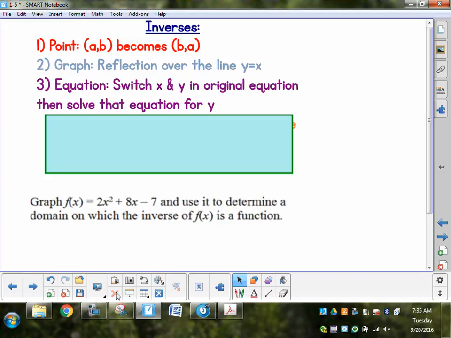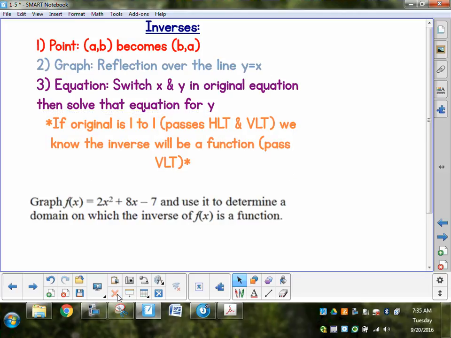Now, how can you tell whether the inverse of a function will also be a function? How can you tell whether or not the inverse of a function, without finding it, will also be a function? 1-to-1. Okay? If the original function is 1-to-1, then we know that the inverse will also be a function.